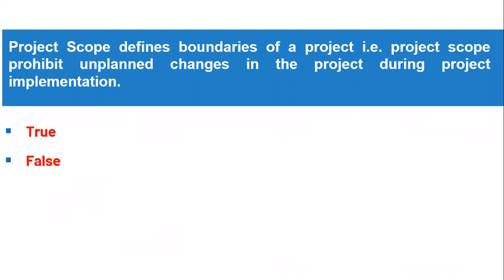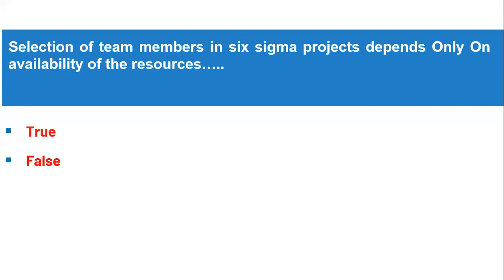Project scope defines the boundaries of a project. That is, project scope prohibits unplanned changes in the project during project implementation. True or false? And the answer is true. Yes, project scope defines the boundaries of the project, which prohibits unplanned changes in the project. So that's about the project scope. Let's go to the next slide.